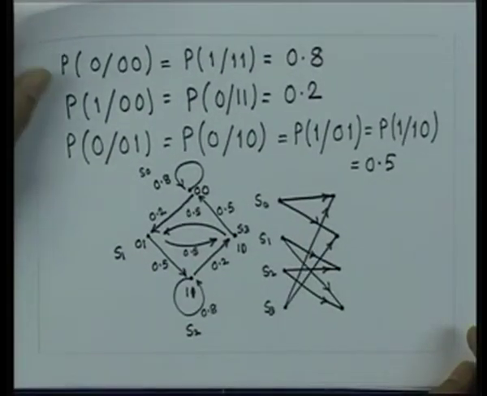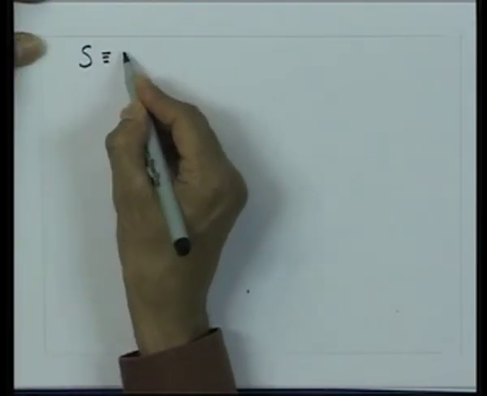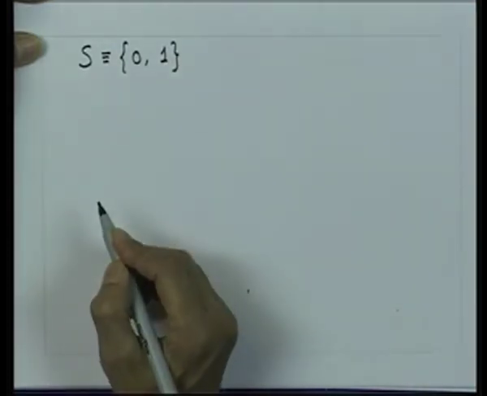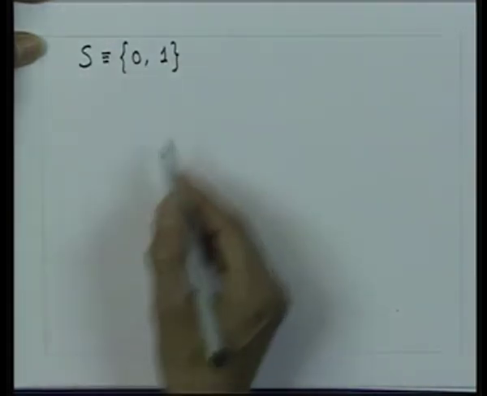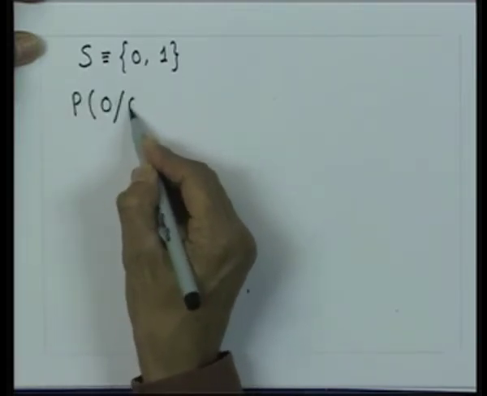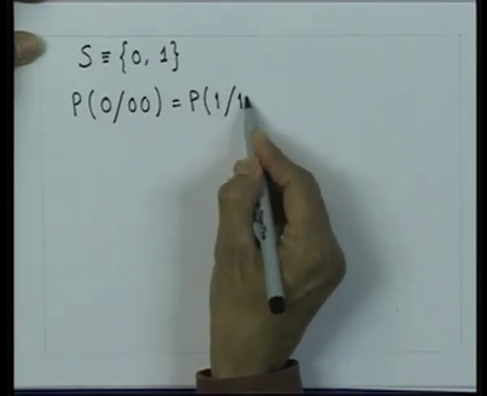Now, there are important properties of this source S. To understand those important properties, let me take another simple example. Suppose I have a source S which is given by the same source alphabet 0 1, but the conditional probabilities are given like this.